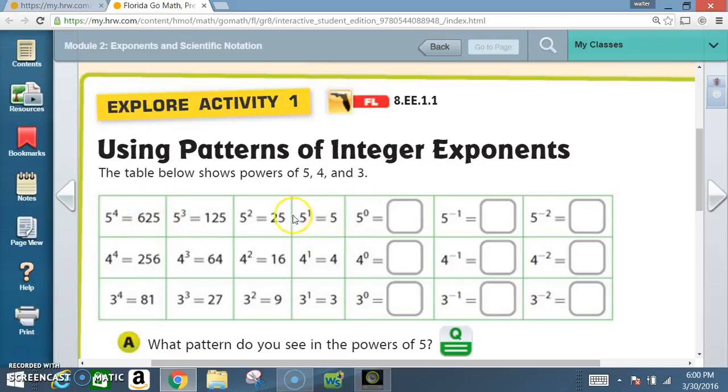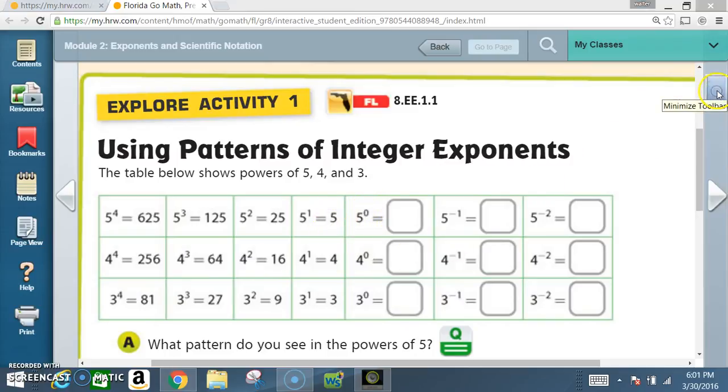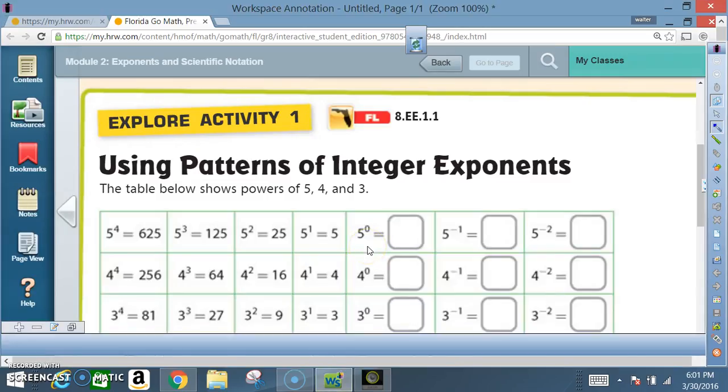Now, based on this pattern that you see here, I'm going to answer 5 to the 0, 5 to the negative 1, and then 5 to the negative 2. And then you should be able to answer the questions for 4 and for 3. All right, here we go. 5 to the 0 power is equal to 1.